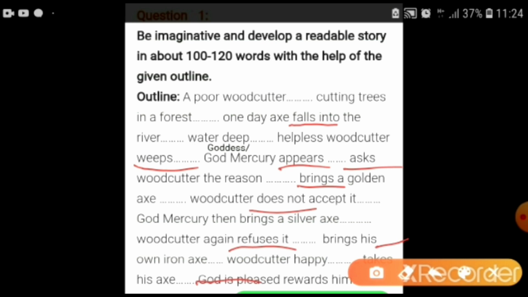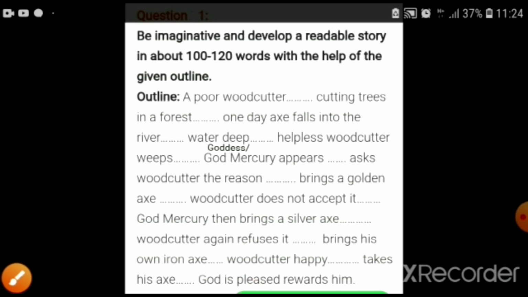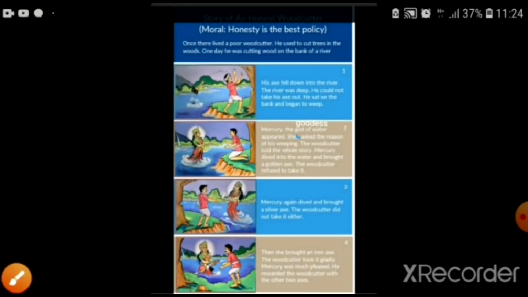So, these are the first forms of the verb which are changed into the second form of the verb. So here's our answer.